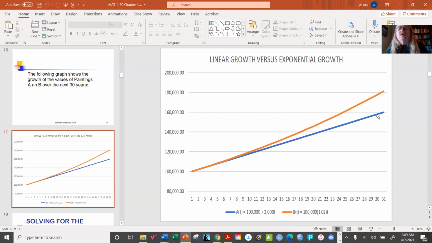So the exponential growth will eventually be faster than the linear growth, although it takes a while before the difference is noticeable. But after a while, it should be pretty clear that the exponentially growing function is rising more quickly than the linearly growing function.